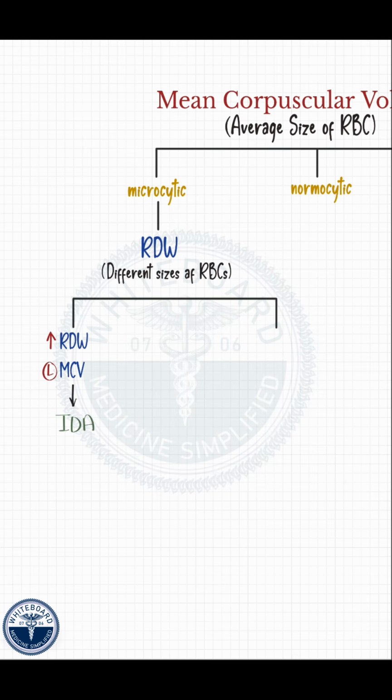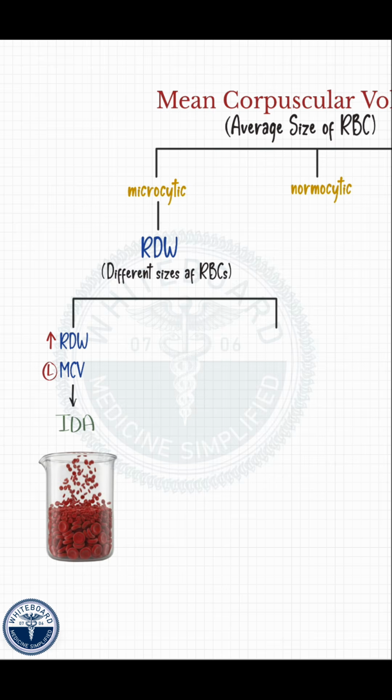Indeed, it suggests the early stage of iron deficiency. In the early stage of iron deficiency, most of the circulating RBCs are still normal in size. However, the newly produced RBCs become smaller due to developing iron deficiency. As a result, you see a wide variation of cell size, which leads to increased RDW in the early stage of iron deficiency. So high RDW and low MCV suggest iron deficiency anemia.